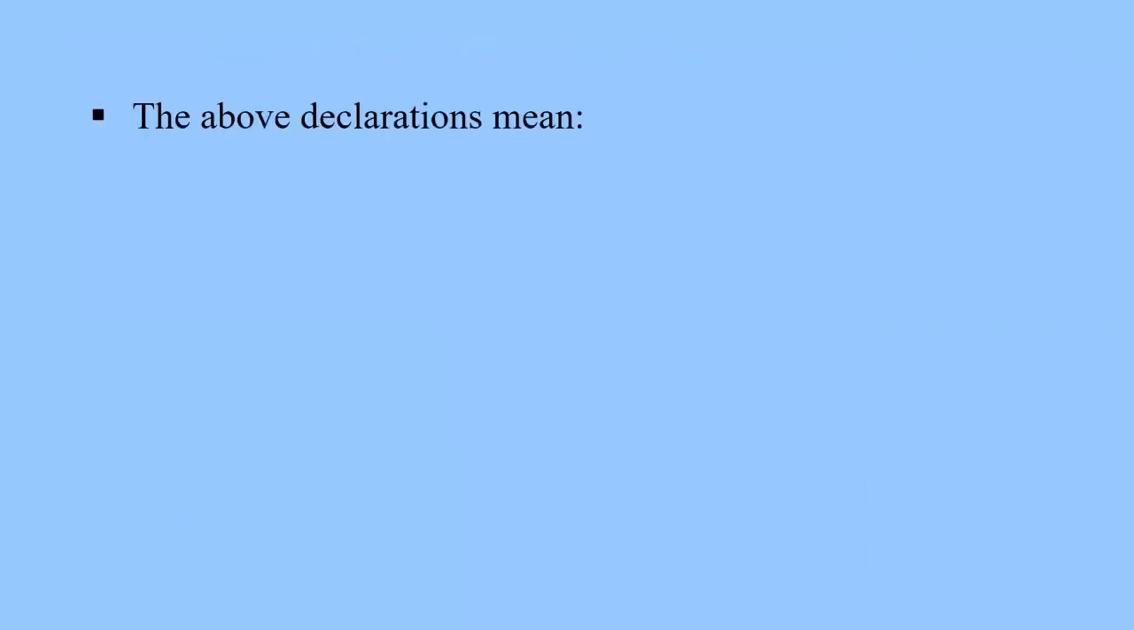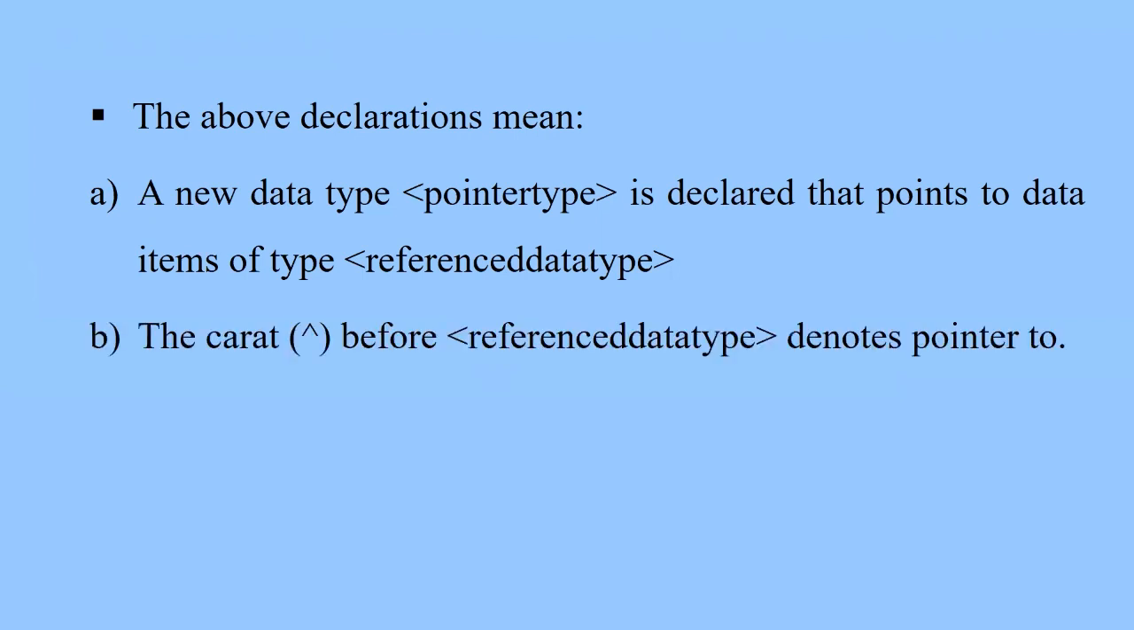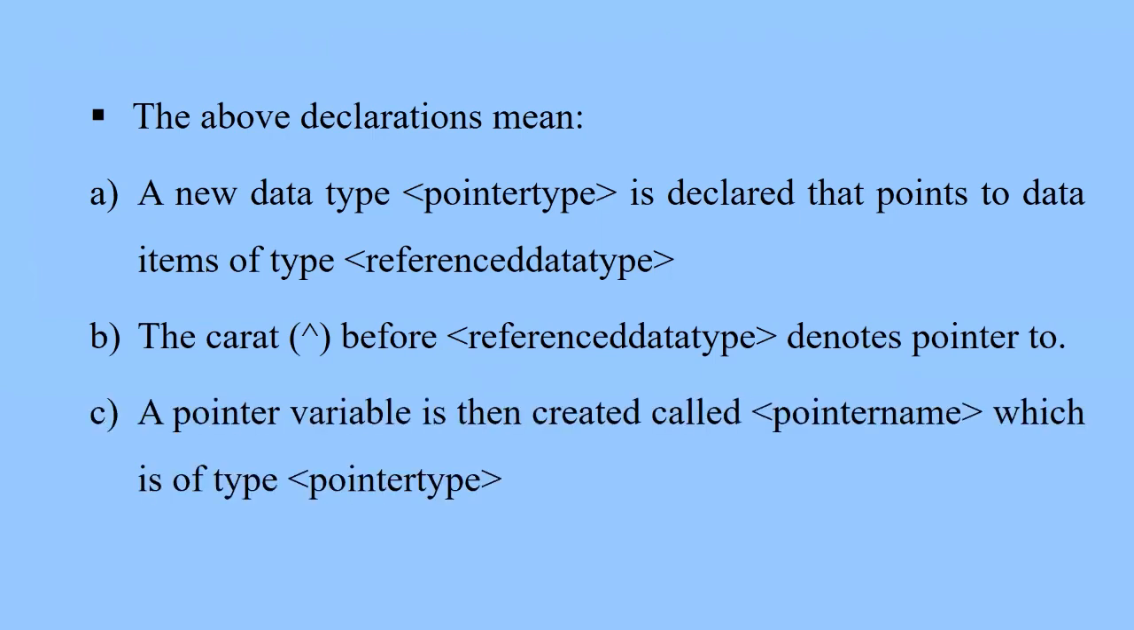The above declarations mean that, number one, a new data type, which we are calling pointer type, is declared that points to data items of type referenced data type. Secondly, the caret before referenced data type denotes pointer to. Thirdly, a pointer variable is then created called pointer name, which is of type pointer type.